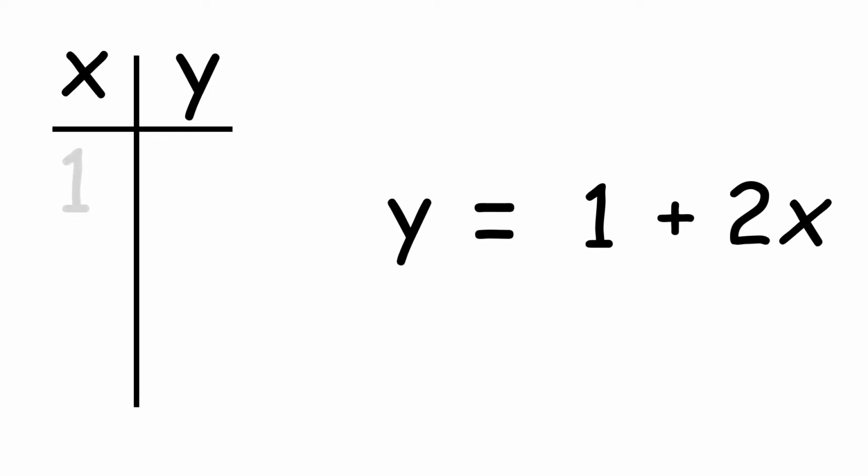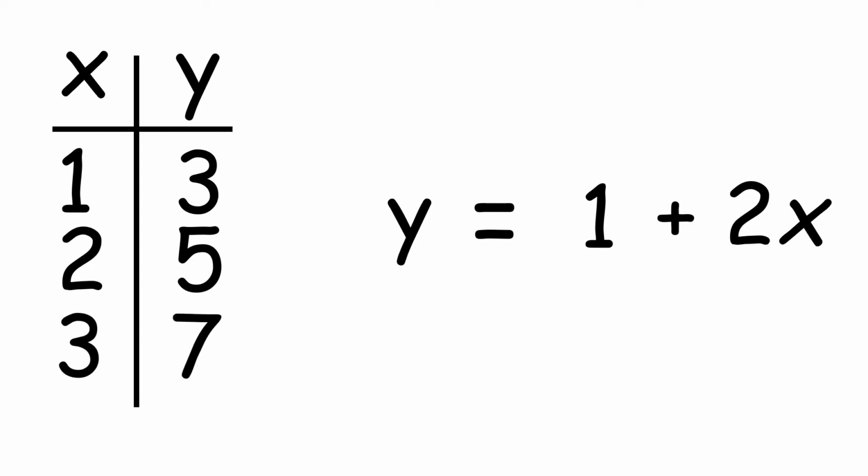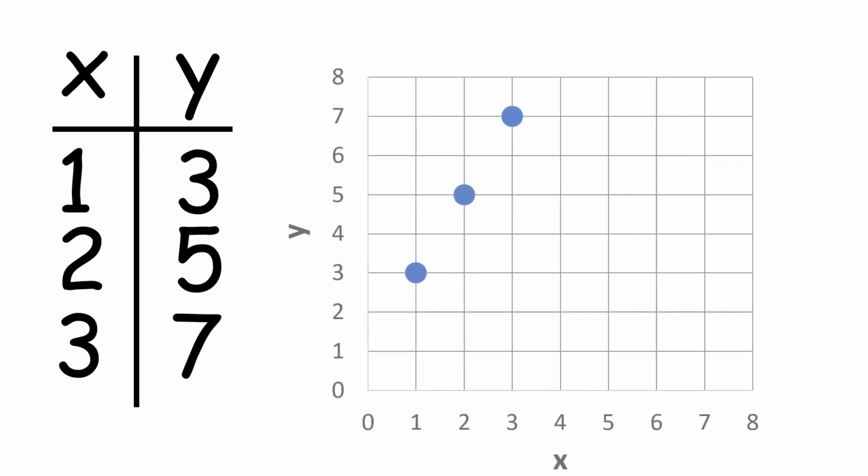For example, when x is 1, then y is 3. When x is 2, then y is 5. When x is 3, then y is 7, and so on. And we can use these x and y value pairs as coordinates and plot them like this.